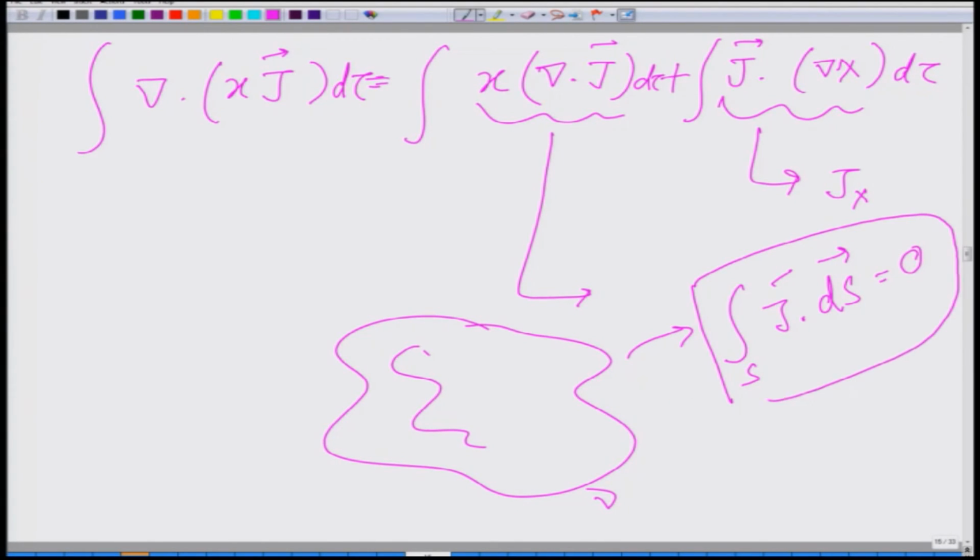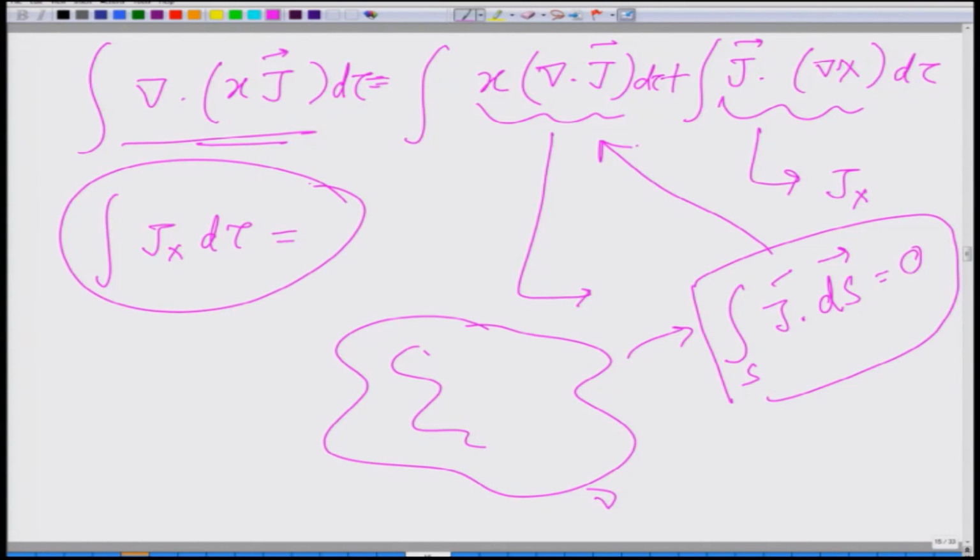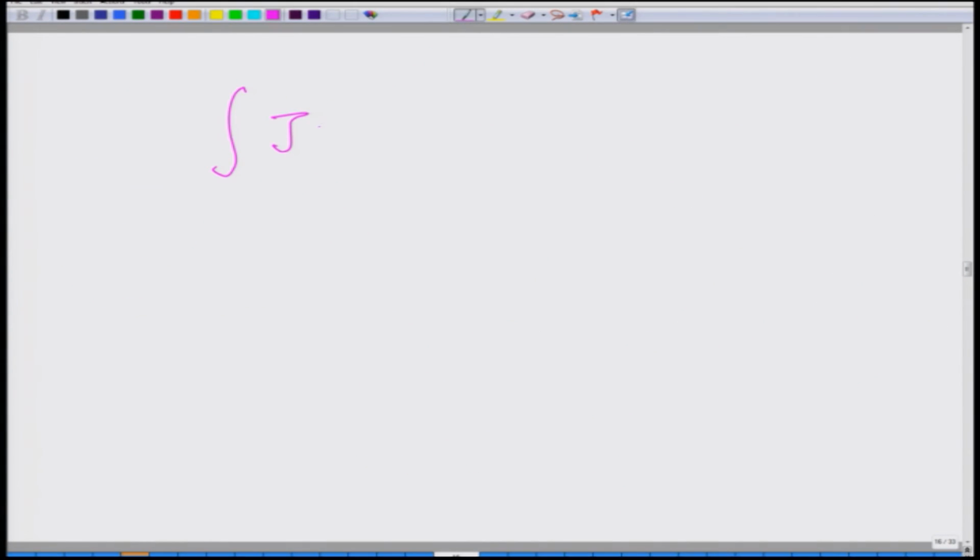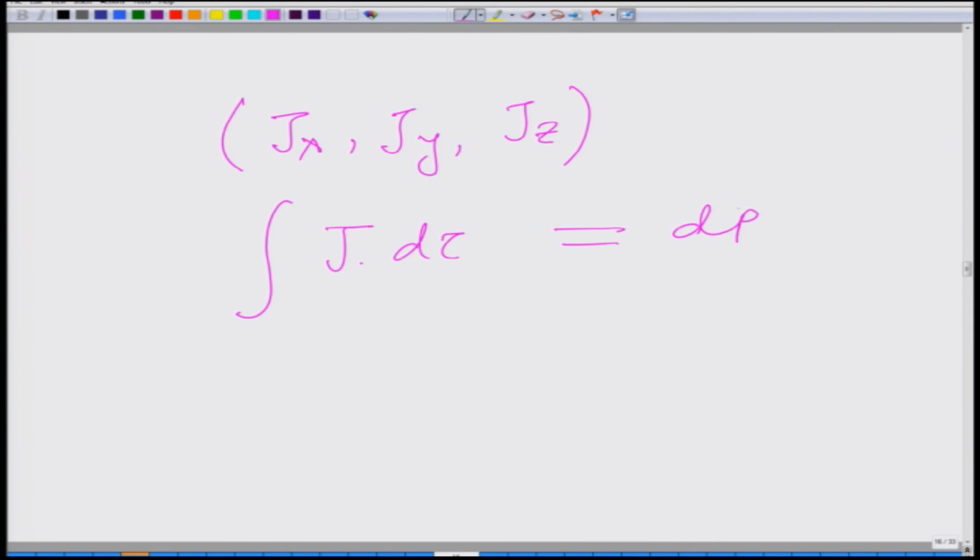So when you use that in here, you will find out the relationship between the integral of Jx d tau and the left hand side, and using that equation, whatever you obtain here, taking all the components, say Jx, Jy and Jz, you can find out that the integral of J d tau is basically dp dt.